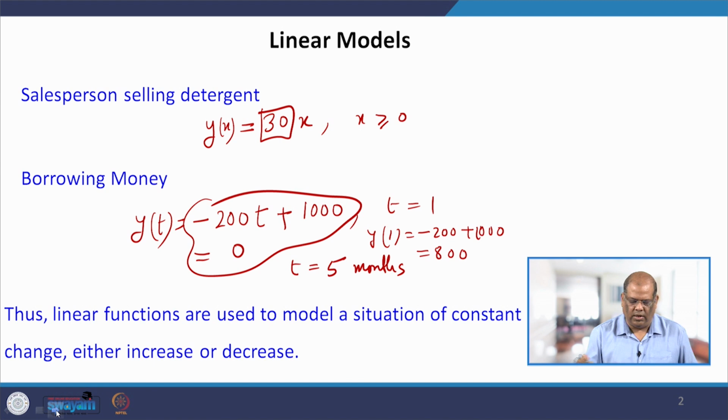So, where do you use these linear models? Basically you will be using this linear model in such a situation where there is a constant change, whether it is an increase or a decrease. In the first example, the constant change is this 30. As your number of products increases, it increases by a multiple of 30, whereas in the second example there is a constant decrease of 200 and hence it comes with a negative sign. So, these two are examples where linear functions can be used.